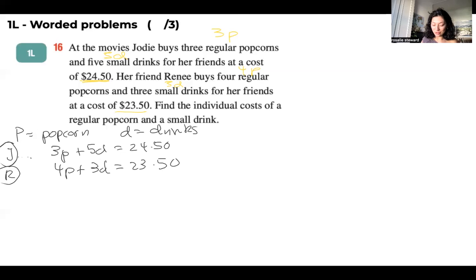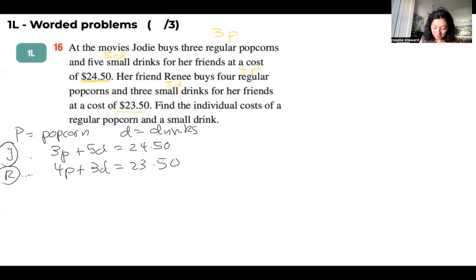So with elimination, we've got two equations. We've got J and we've got R. And we want to cut out one of the variables. So have a look and see which is preferable to cut out. Doesn't matter which you start with, but I always just go for the simplest one. Why not make it easy? So I'm going to cut out the 3p and the 4p just because they're smaller numbers. That's it.